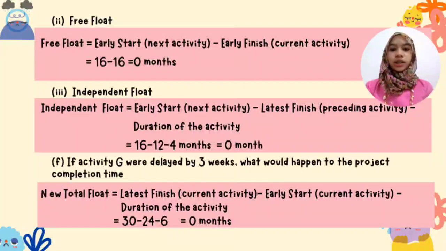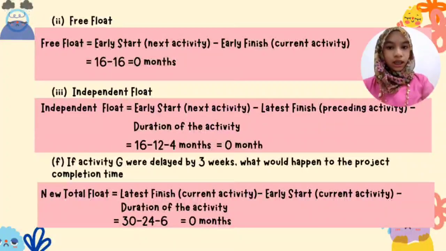The formula is early start of the next activity minus latest finish of the preceding activity minus the activity duration. So the calculation is 16 minus 12 minus 4, which also equals 0 months. So activity C has no independent float, meaning it cannot be delayed independently without depending on the timing of other activities.